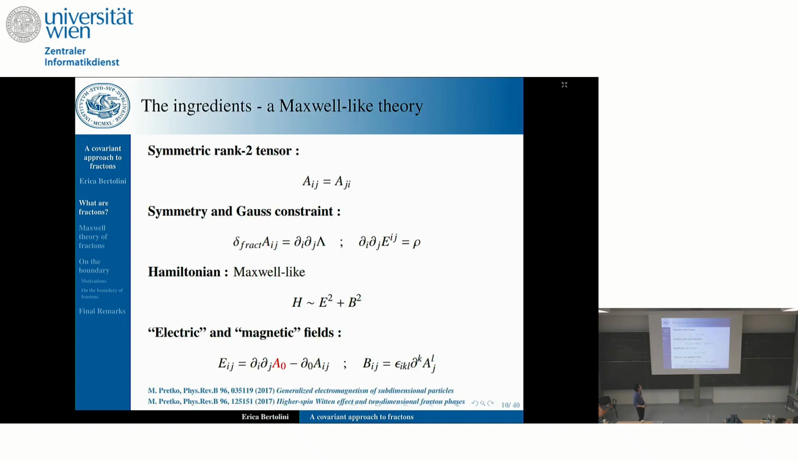In order to build these kinds of theories, one needs some ingredients, and in particular the symmetric rank 2 tensor field A_ij, where i and j are space indices. There is a need of a symmetry and the Gauss constraint, so as to have the limited mobility, and the Hamiltonian being Maxwell-like, so E squared plus B squared, where the electric and magnetic tensor fields look like that. And in particular, it appears this A_0 field here, which is a Lagrange multiplier, which is implemented into the action in order to give the Gauss constraint.